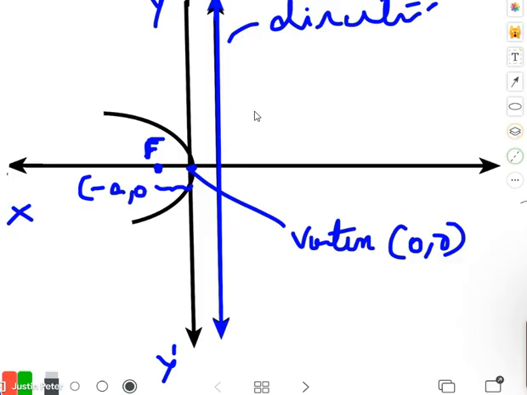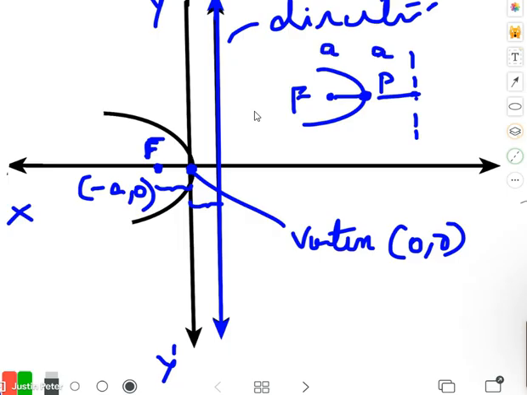Negative, very good. And this point with the directrix, the point is going to be equidistant because the vertex is a point on the parabola. So whatever distance it is from the focus, the same distance to the directrix. This is a point P, this is F, and the point on the directrix should be of the same distance. This must be A, this is also A, correct? So all the points will be at A.